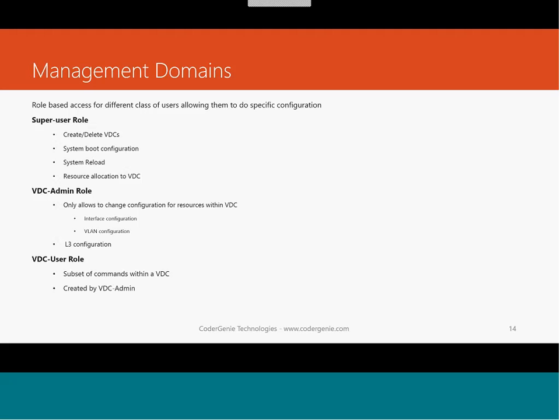The VDC user role is a basic user role, which provides you with a subset of commands that you can run within a VDC. You assign certain commands, like show ip route or show run, that you allow a particular user to run within a VDC. This is always created by the VDC admin, right?